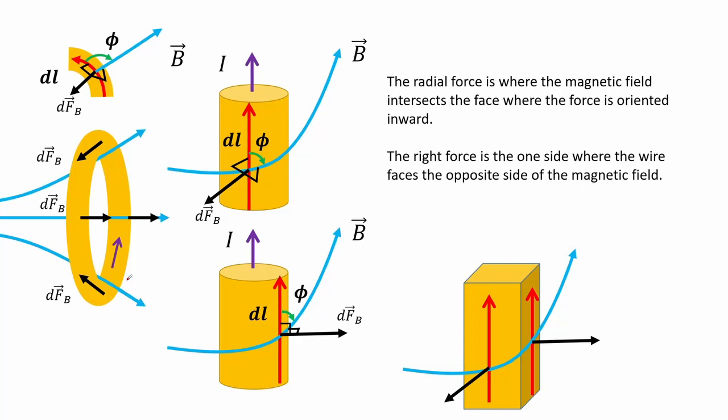Here we have a closer look at the direction of the magnetic force where the radial and right forces are originating. The radial force is where the magnetic field intersects the face where the force is oriented inward. The right force is the one side where the wire faces the opposite side of the magnetic field.